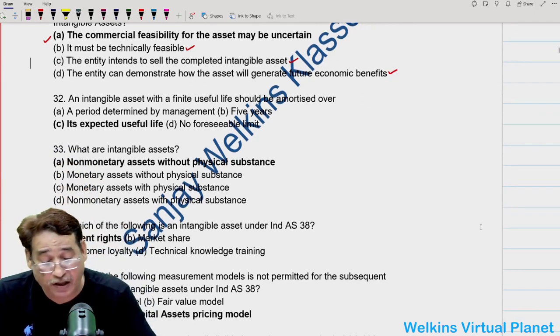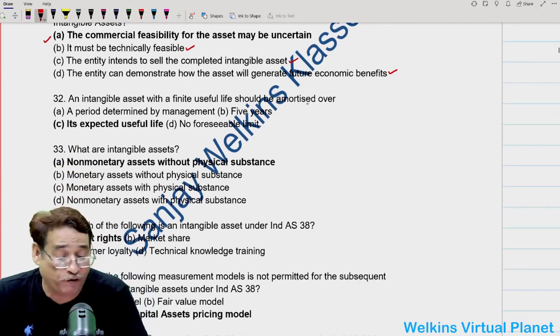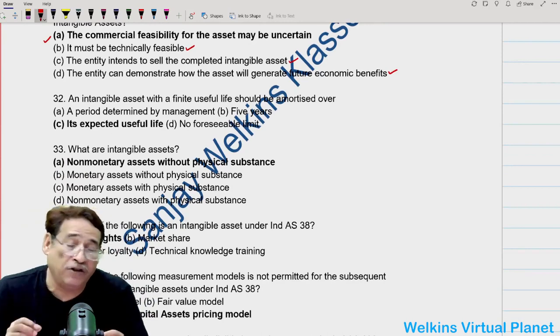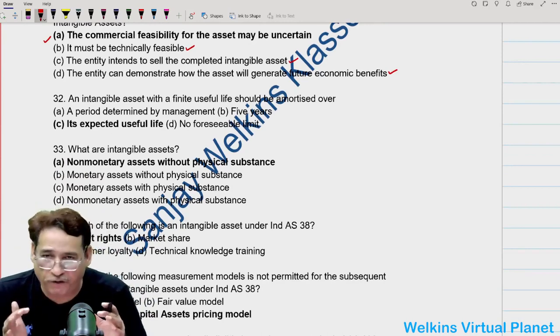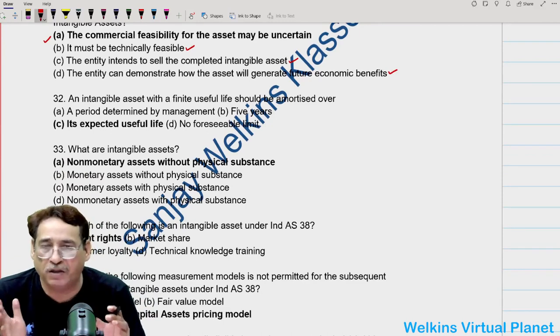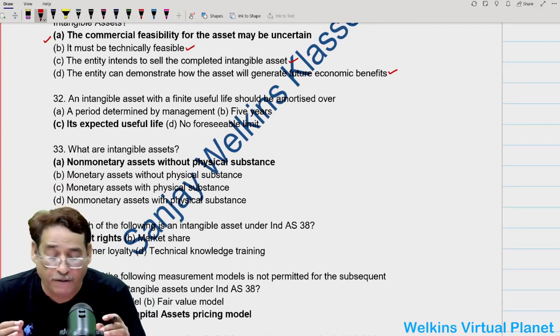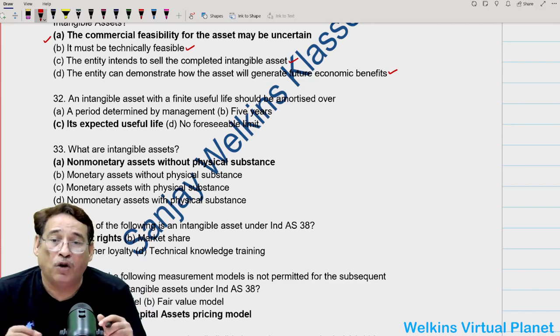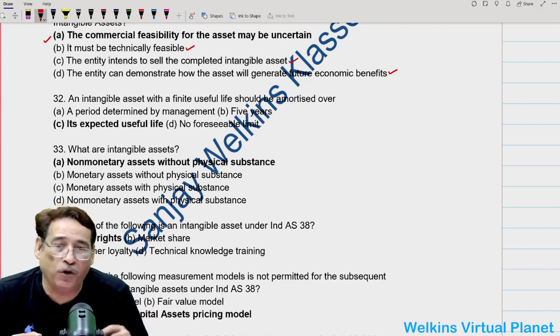An intangible asset with a finite useful life should be amortized over. Now, if there is an intangible asset and it has some definite life, finite means some specific life, how should I amortize it? Suppose today I am going to acquire a patent and it has a life of 8 years.